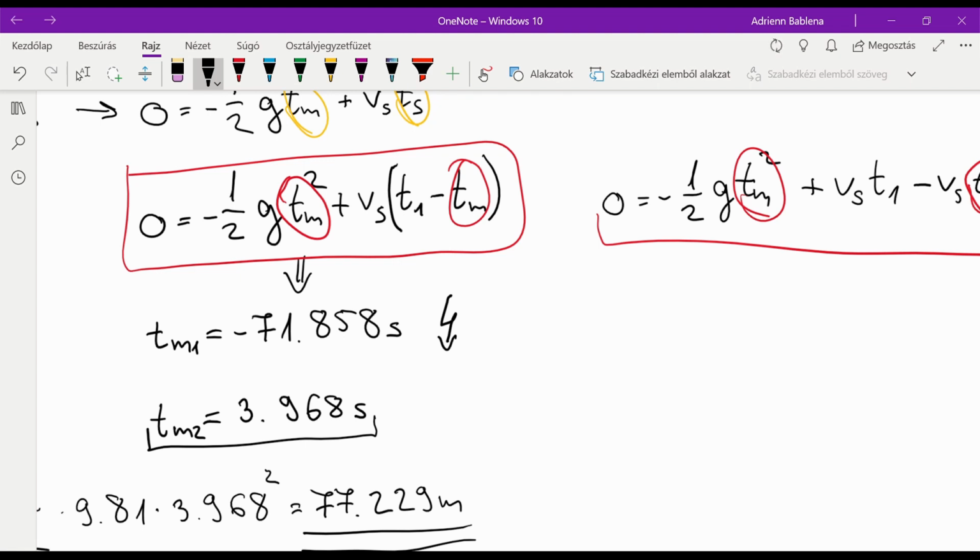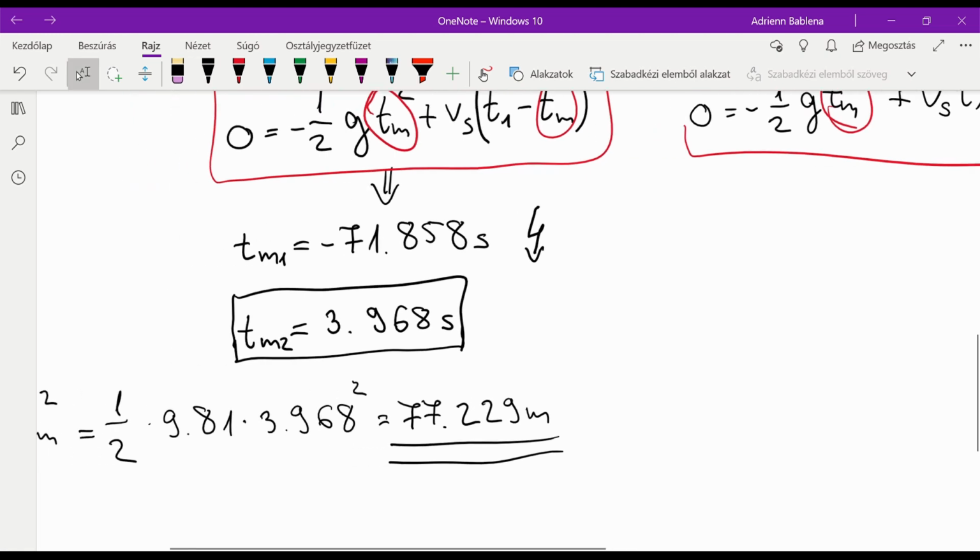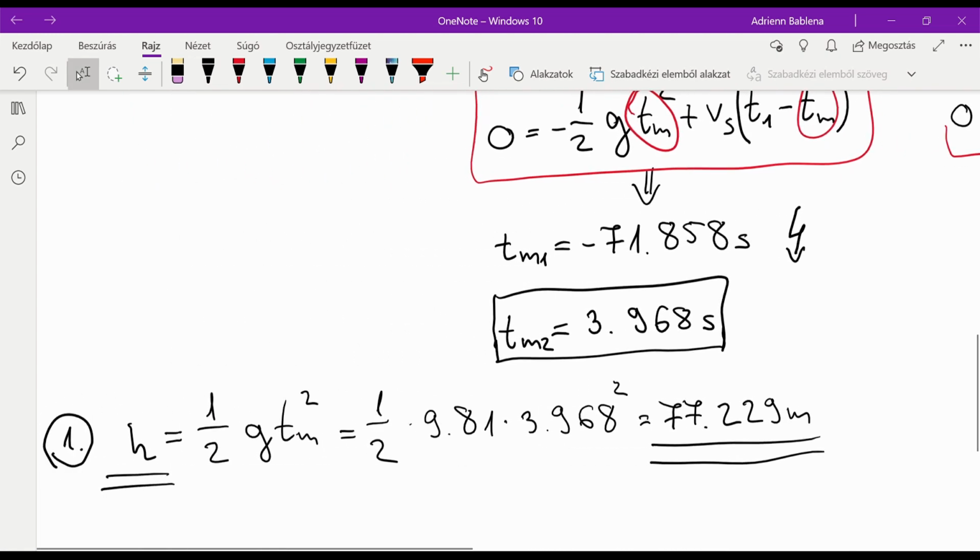I understand now. It doesn't make sense that the time is negative, so the minus 71 value, we are sure that it's wrong, so time cannot be a minus. So our second value must be the right value. Okay. Another question?